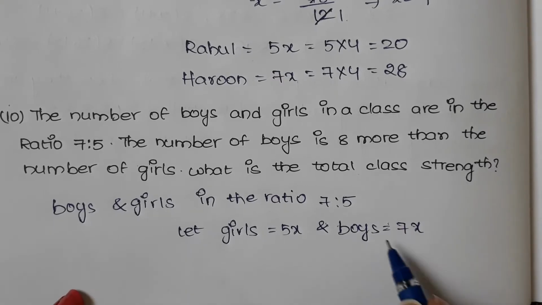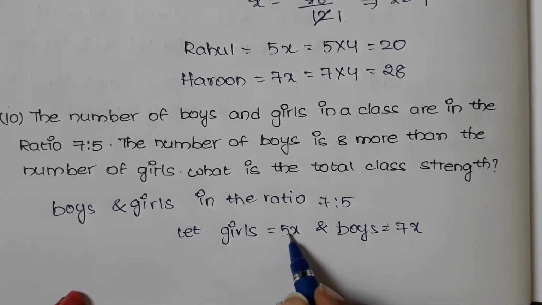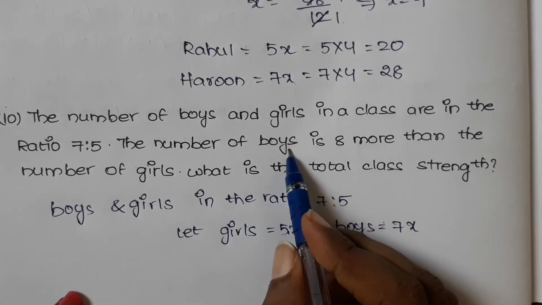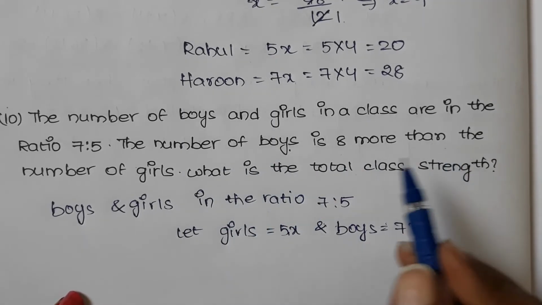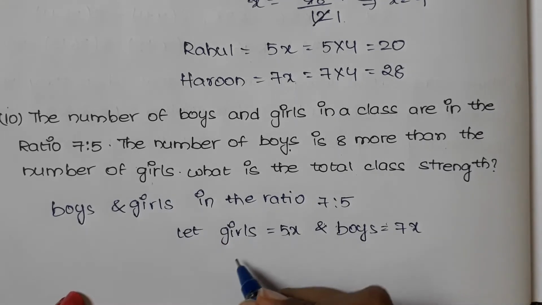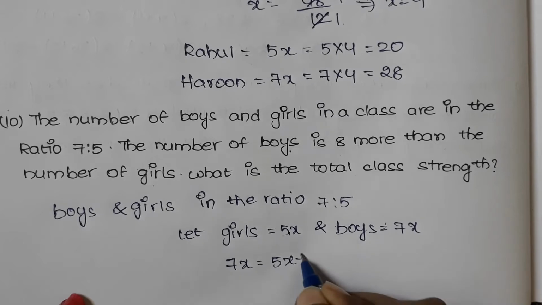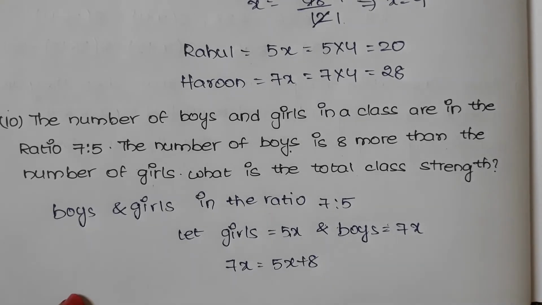Now here boys is 7x and girls is 5x, and according to the question, the number of boys is 8 more than the number of girls. That is, according to the question, 7x equals 5x plus 8, because the boys are 8 more than the girls. Now let us solve this.